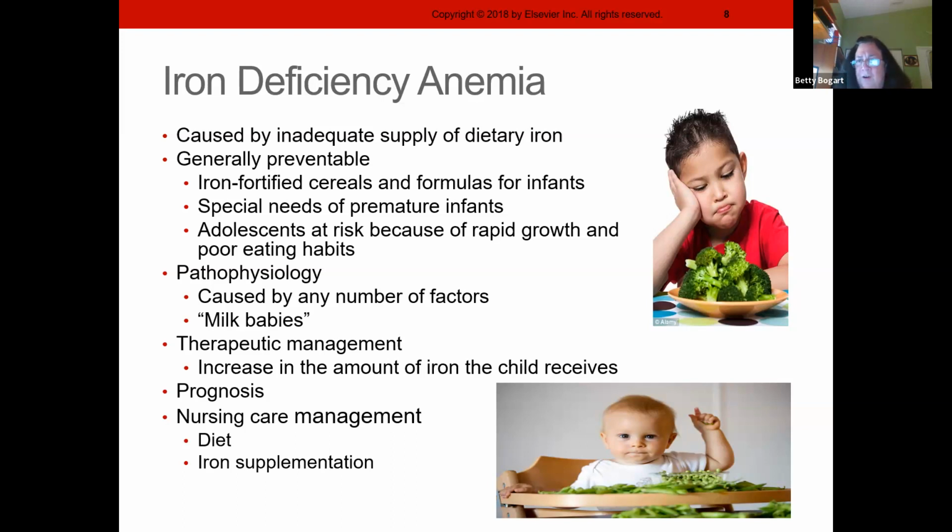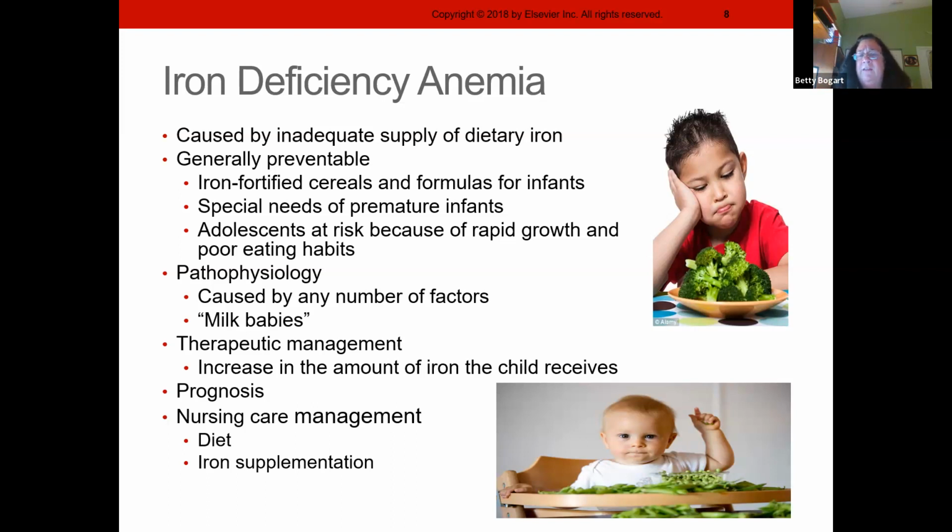There's all sorts of special formulas for premature infants. It has extra stuff in it, extra calories, so they have to drink less to get the same calories, et cetera, et cetera. So there's always differences in the premature. I already told you about adolescents. They have that big growth, what they call the pre-adolescent growth spurt. Remember that 25%? And they're not eating. So that again can cause it.